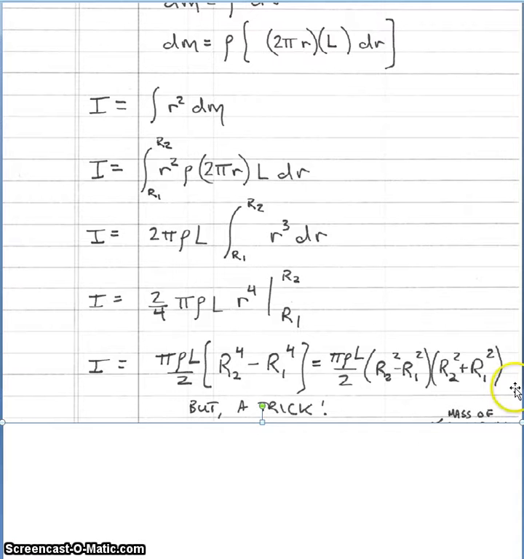And at this point, you might stop and say, well, that's about as far as we can go. We have an expression here. The expression has R1 and R2. We can tune those and put in whatever we want. The expression also has a length in it, as in the length of the cylinder. But the one thing the expression does not have is the mass of the cylinder. We would really like to put that into the final expression.